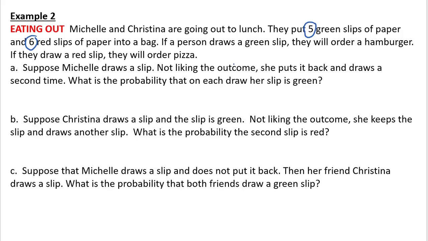If a person draws a green slip, they will order a hamburger. If they draw a red slip, they will order pizza. That sounds like something I would do. Anyway, so there are 11 total slips.